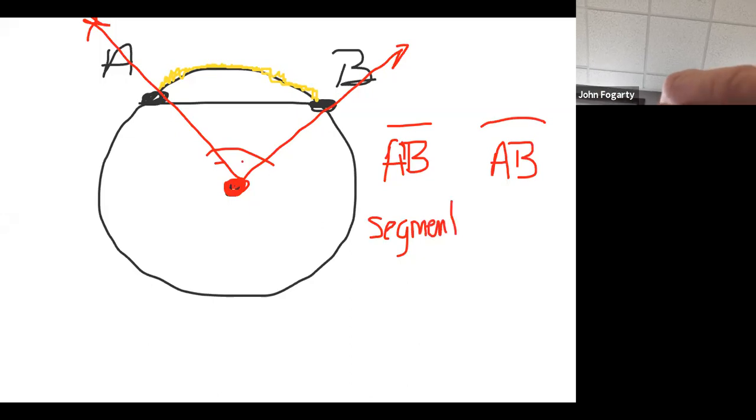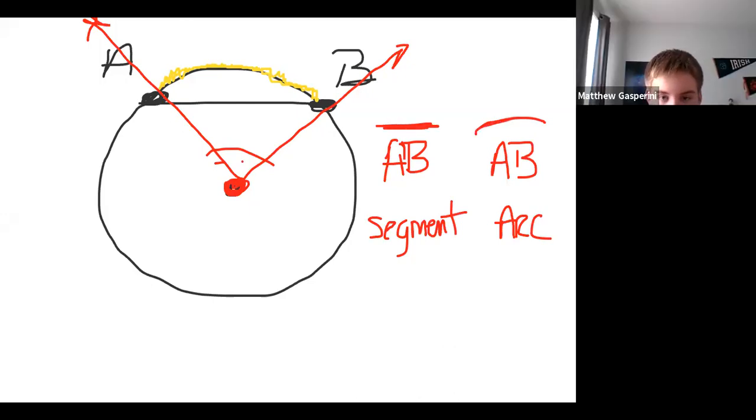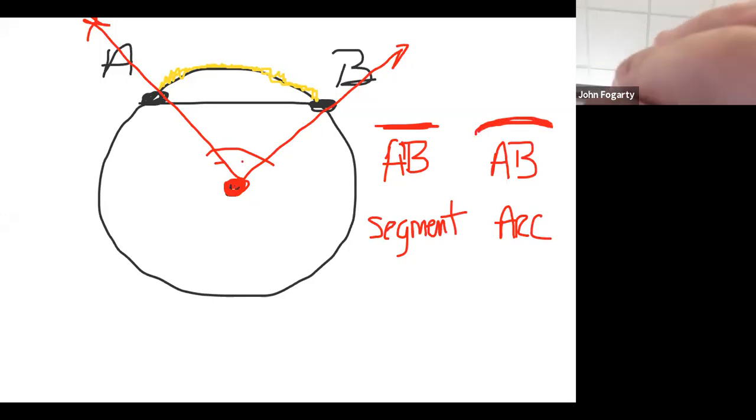This one's a segment, right? This one's an arc. How do you know one's a segment? It's got the straight line above it. And the other one has an arc above it, right? What do you think the relationship is? Less than, greater than, equal to?